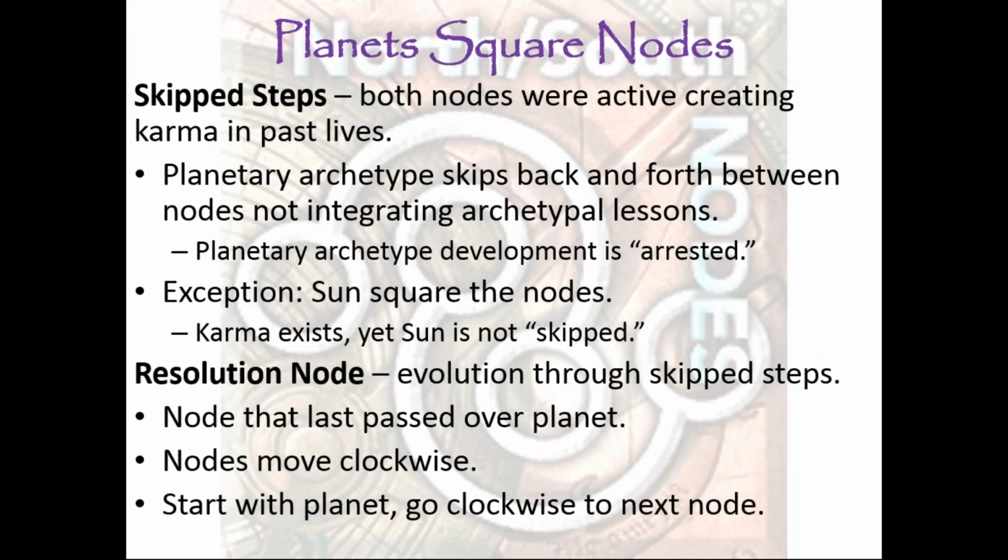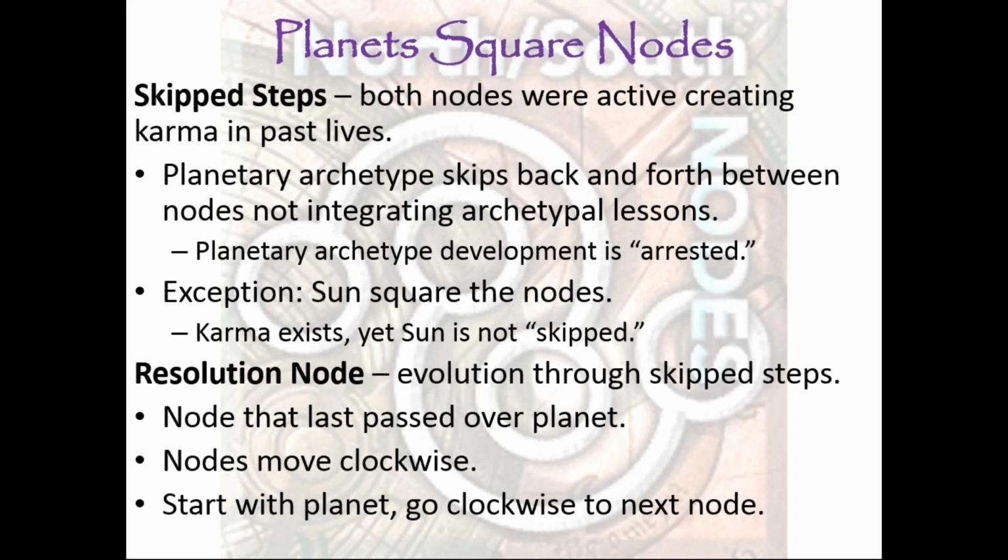So now moving into planets square the nodes. In evolutionary astrology, we call this skip steps. The key to realize here, when you're looking at a natal chart, is both the South Node and the North Node were active in past lives. Both nodes were creating karma in past lives. And when a planet is square the nodes, that planetary archetype skips back and forth between those two nodes, and it doesn't integrate the archetypal lessons of that planet, as we're going to look at in today's class.